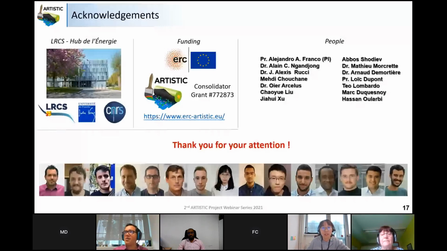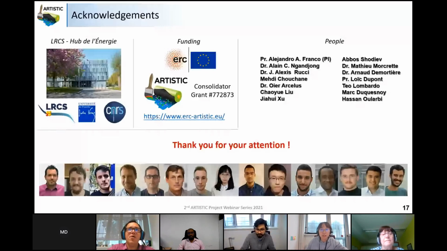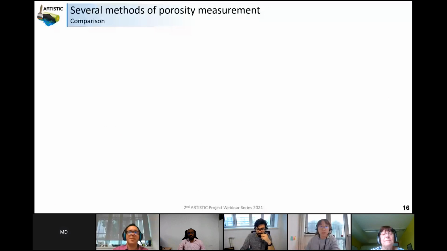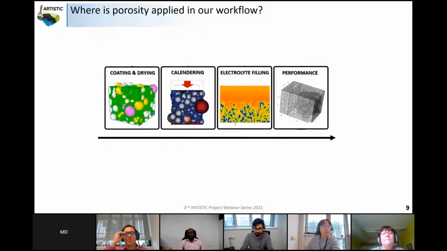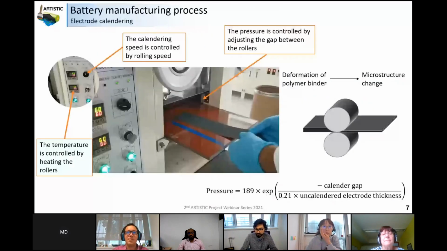Okay, we have a question from Serian Su. Thank you for the talk. Can other parameters such as temperature and solution quantity play a role in the equation in slide 7, or is it an empirical one? Can you give more insight on it? I think he's referring to the equation relating the calendaring gap and the pressure.